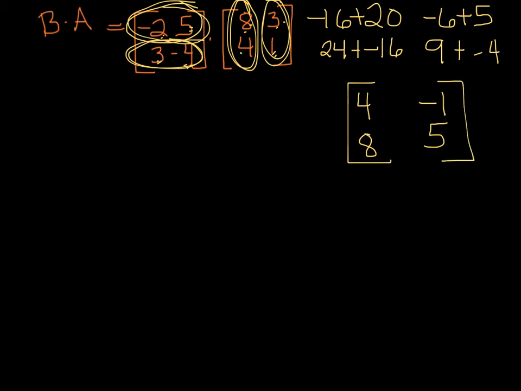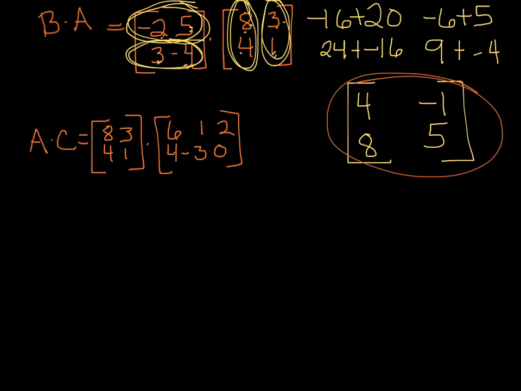So 4, negative 1, 8, 5. And please keep in mind, order matters. If you look, we just did A times B. A times B does not equal B times A. They're not the same.